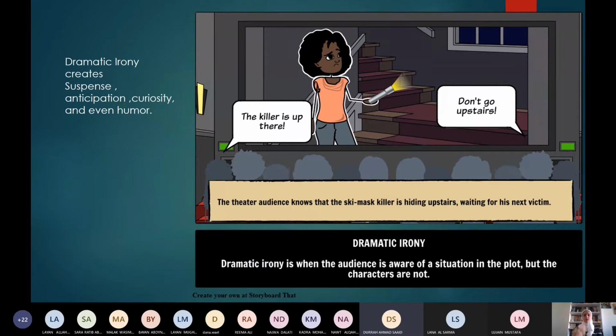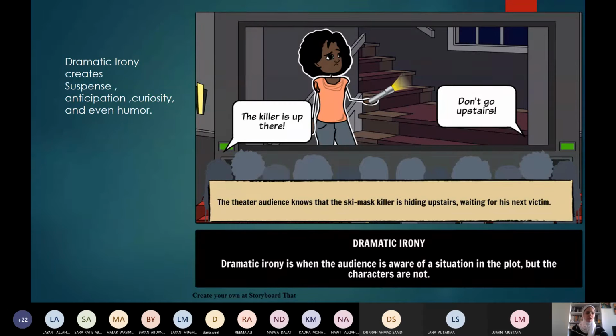The killer is up there. We are the audience. We know that the killer is up there. Don't go upstairs. But where is she going? Upstairs. Because she doesn't know. You understand, girls? Yes, miss. So we know that the killer is upstairs, but she doesn't know.